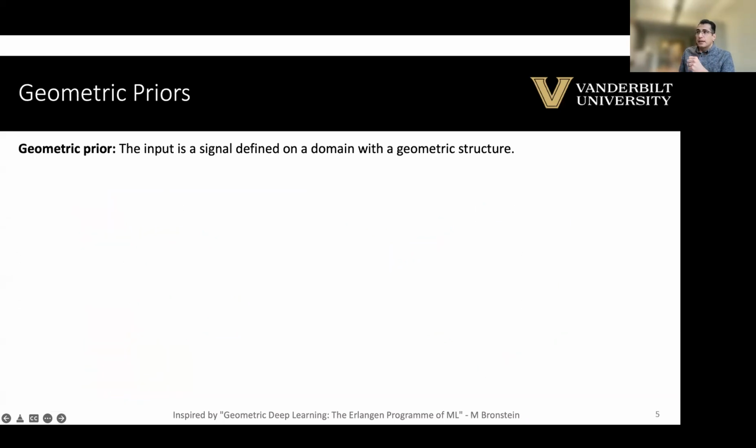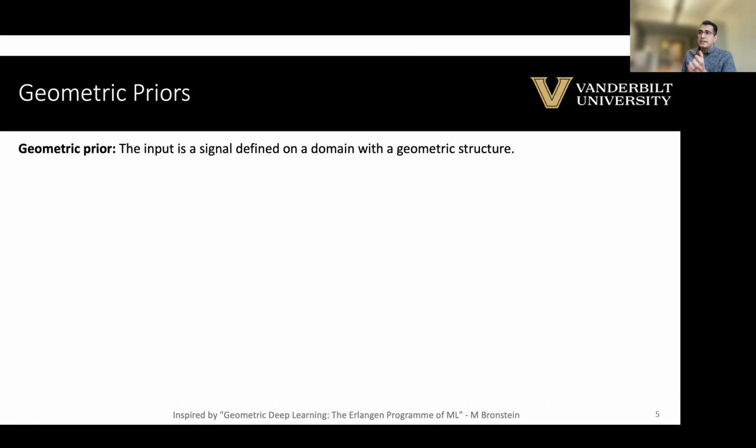But geometric deep learning is all about what type of geometric priors we can leverage to lessen this effect of the curse of dimensionality. So can we reduce the complexity of our hypothesis class, for example, to ensure better generalizability of our models? But what do we mean by geometric priors?